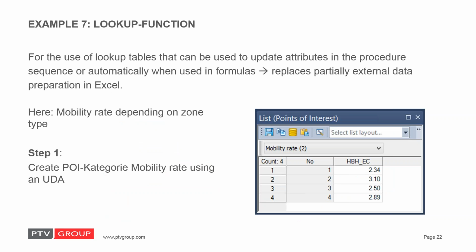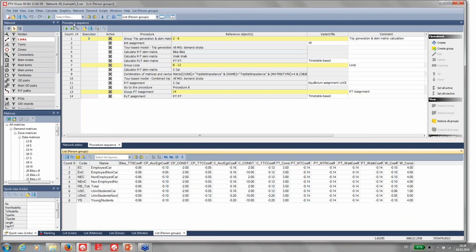So the next example is using the new lookup function. The table lookup function generally provides an option of transferring values from one table of the data model to another one. To define such tables, we can use in Visum, for example, points of interest. In our example, we create such a table for mobility rates. And the mobility rates should vary by zone type. So we need a table where we have the zone type and the mobility rates. And these data are then transferred to the corresponding zone attribute. Also that I will show you in our example.